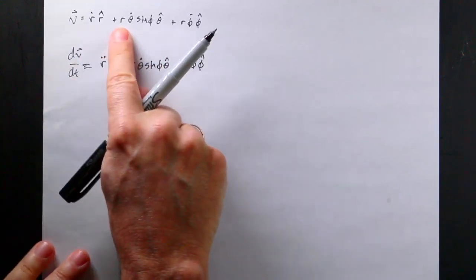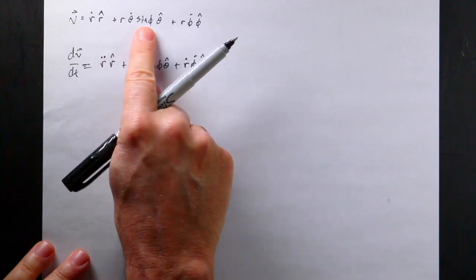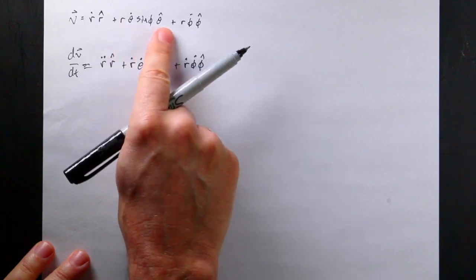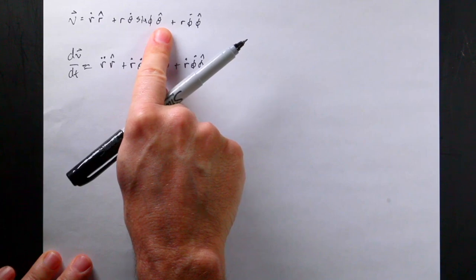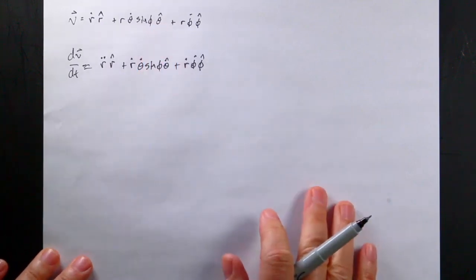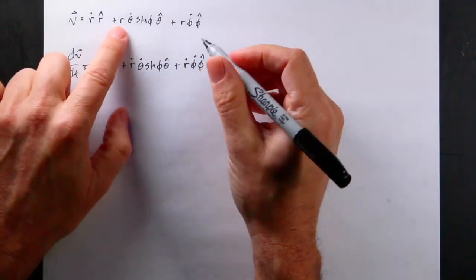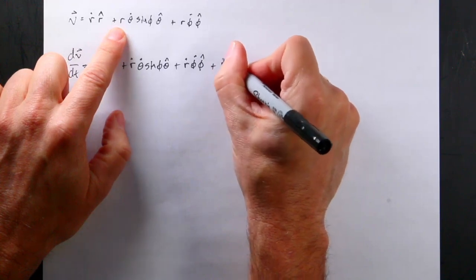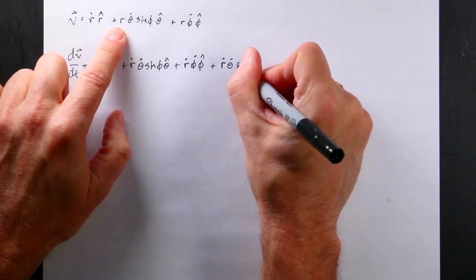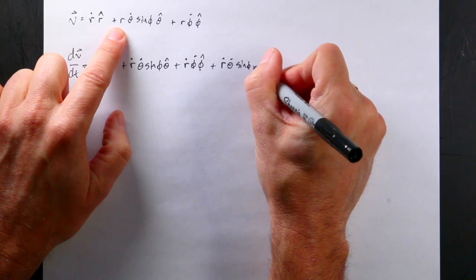Now this term, you can see I have 1, 2, 3, 4 terms in there that all can change with time. So hold on to your butts, because this is going to get a little messy. Let's do that first term plus r dot theta dot sine phi theta hat.